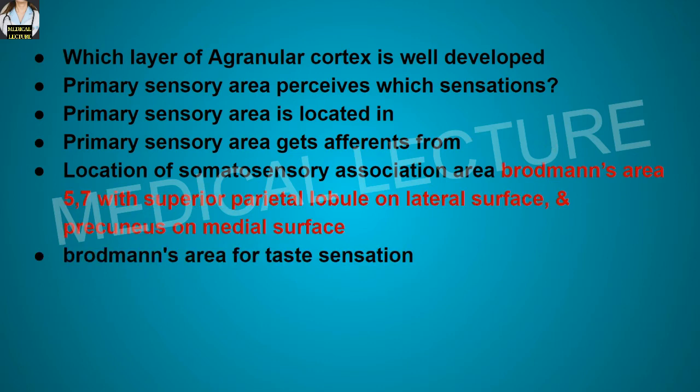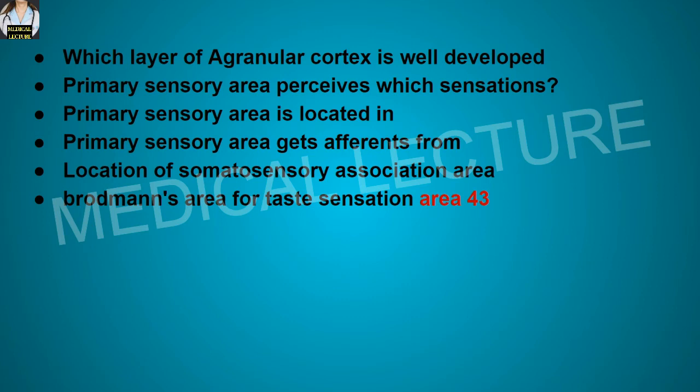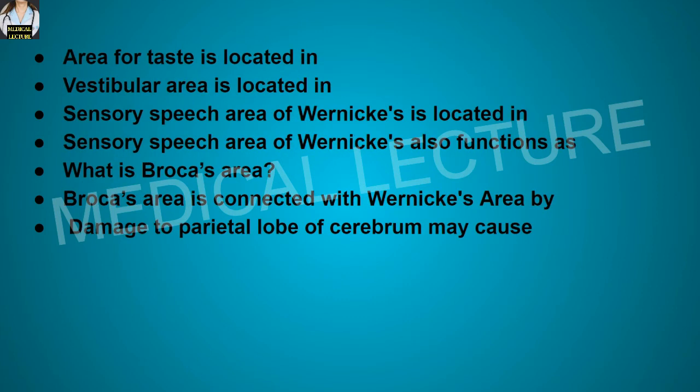Location of the somatosensory association area: it is Brodmann's area 5 and 7, with the superior parietal lobule on the lateral surface and precuneus on the medial surface. Brodmann's area for taste sensation is area 43. Area for taste is located in the inferior end of the post-central gyrus.